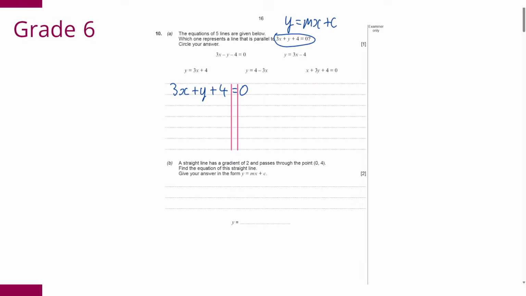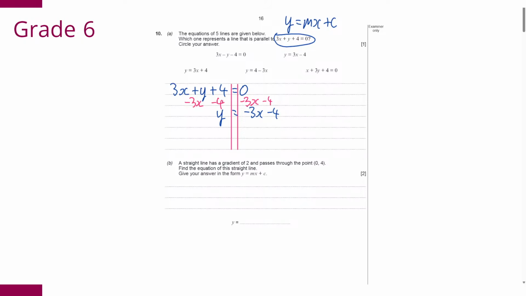So we need to rearrange this so that it's in the form y equals mx plus c. How are we going to do that? We're going to take away that 4. Take away the 4 and take away 3x from both sides, right? And I should do that both sides. So minus 3x minus 4. Sweet. So we've got y equals minus 3x minus 4.